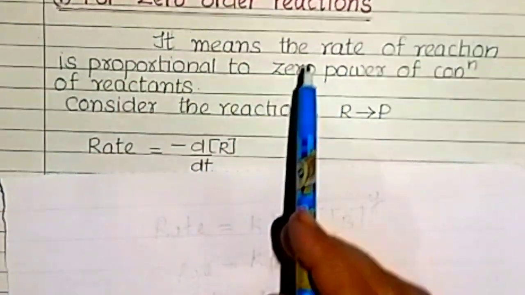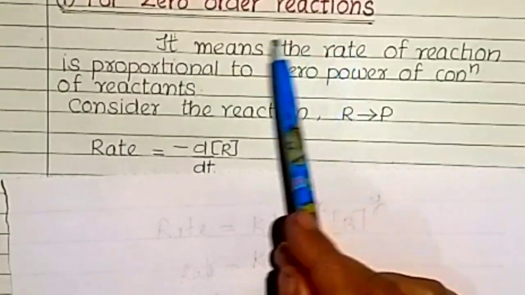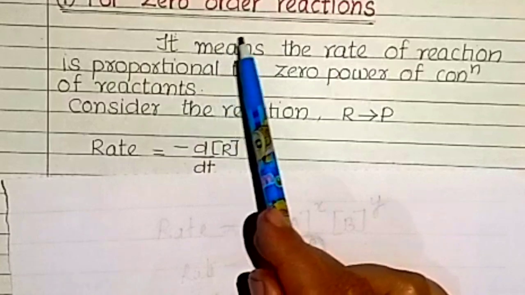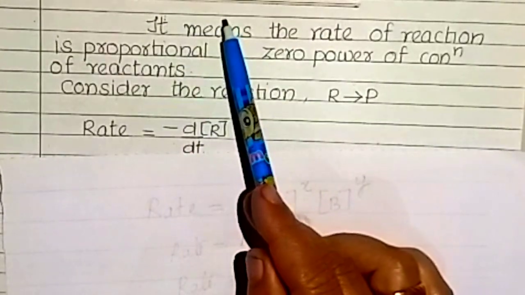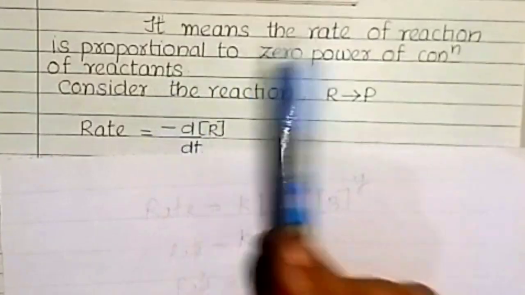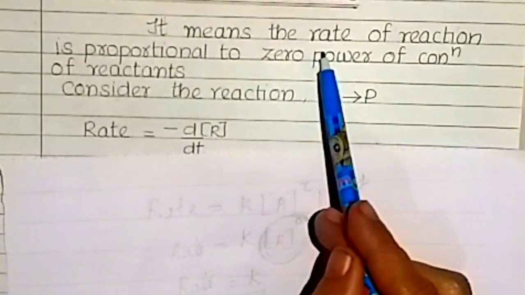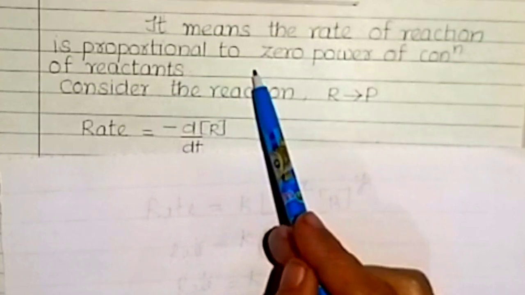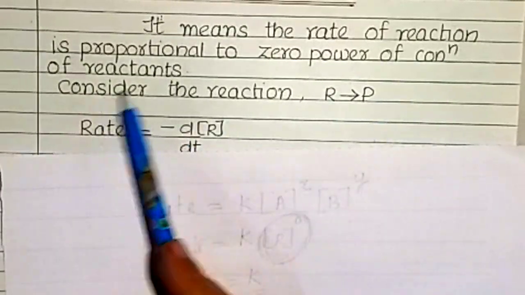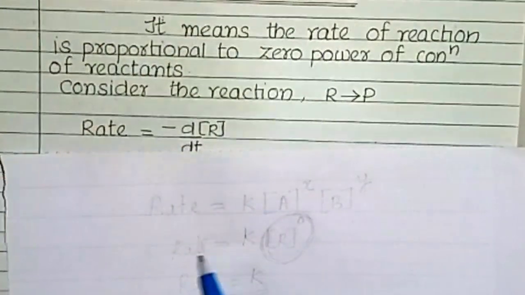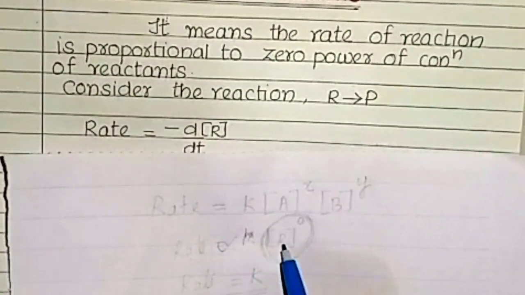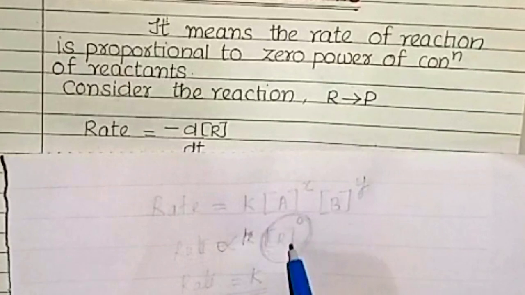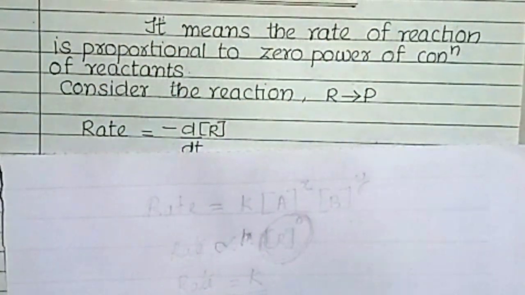Define zero order reactions. If asked in the board exam, then you should write that zero order reactions are reactions where the concentration of the reactants does not affect the rate of reaction, or it means that the rate of reaction is proportional to the zero power of concentration of the reactants. Rate of reaction is K, meaning proportional to the zero power of the concentration of the reactants.